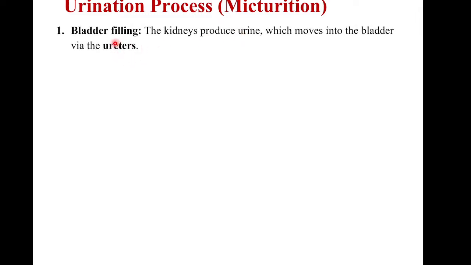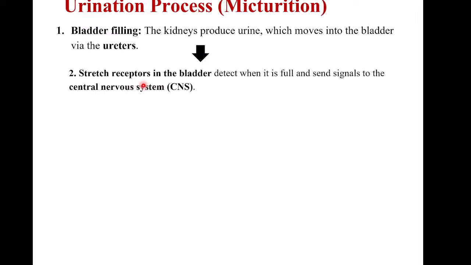So the next slide is the urination process or micturition. For micturition, or the urination process, we have 5 steps. What happens? First is the bladder filling. Whenever urine is produced from the kidney, it moves into the bladder via the ureter. Once the bladder is completely filled, there are some receptors that detect when the bladder is full, and they send signals to the central nervous system. Once the central nervous system gets the message that the bladder is full, the CNS triggers muscle contraction in the bladder wall.